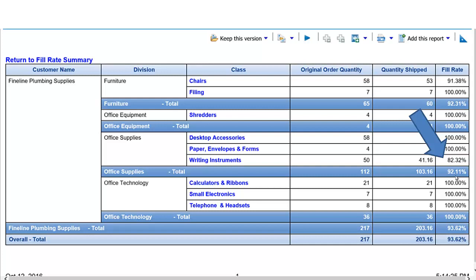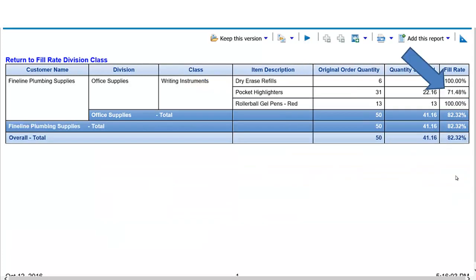So what I would do is I would drill into writing instruments, and really get down to the bottom line and look at the items now. Go down to the item level and see if maybe it's just a specific item, and sure enough, it is. It's just the pocket highlighters. When they purchase pocket highlighters, we have a 71% fill rate. The other items in this category I'm doing well on.